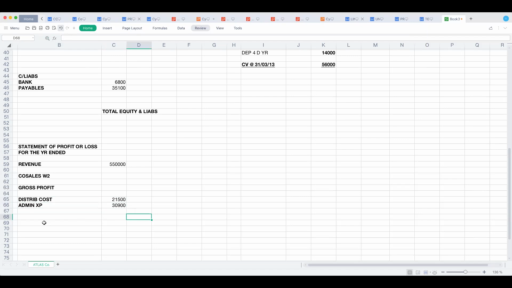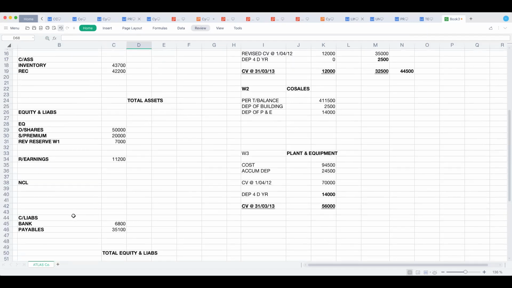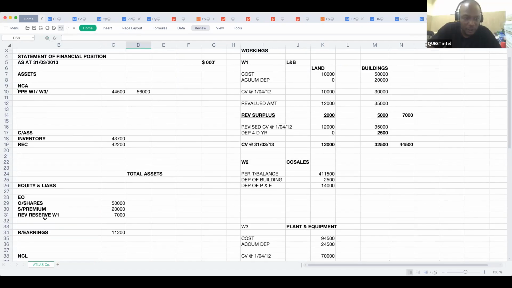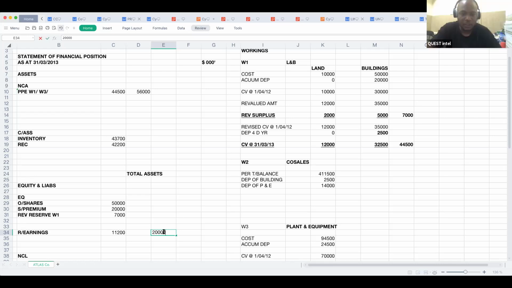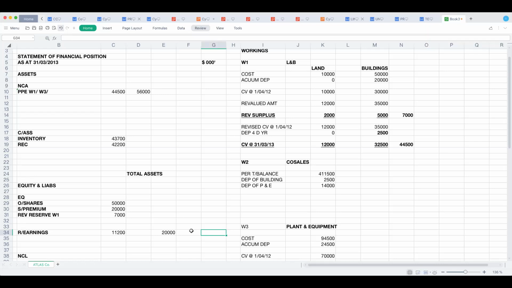Dividend paid. Oh, they paid dividends in this case. So we subtract that from retained earnings, right? We said that earlier. How much? It's 20,000. So we subtract that directly from retained earnings. Please, dividends is not a cost. If you put dividends inside profit or loss, it will not be funny.